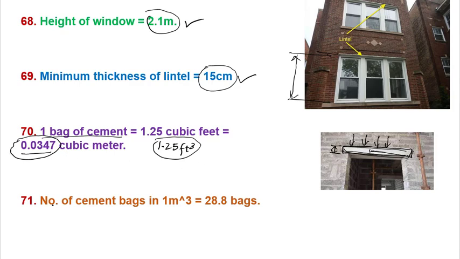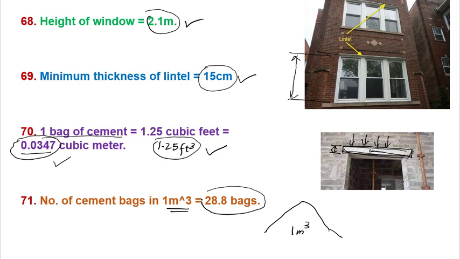And the next point: the number of cement bags in 1 meter cube is equal to 28.8 bags. If you know these both values, you can easily find this quantity. Let's check it out. As in this point, we know that we have 1 meter cube of concrete, right? This is concrete and its quantity is 1 meter cube. And we need to find the number of bags.